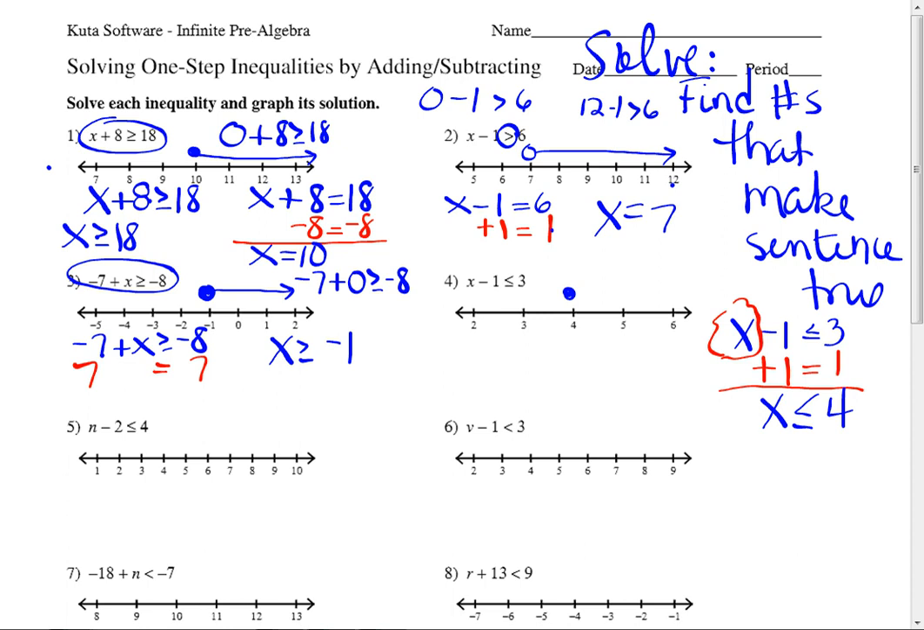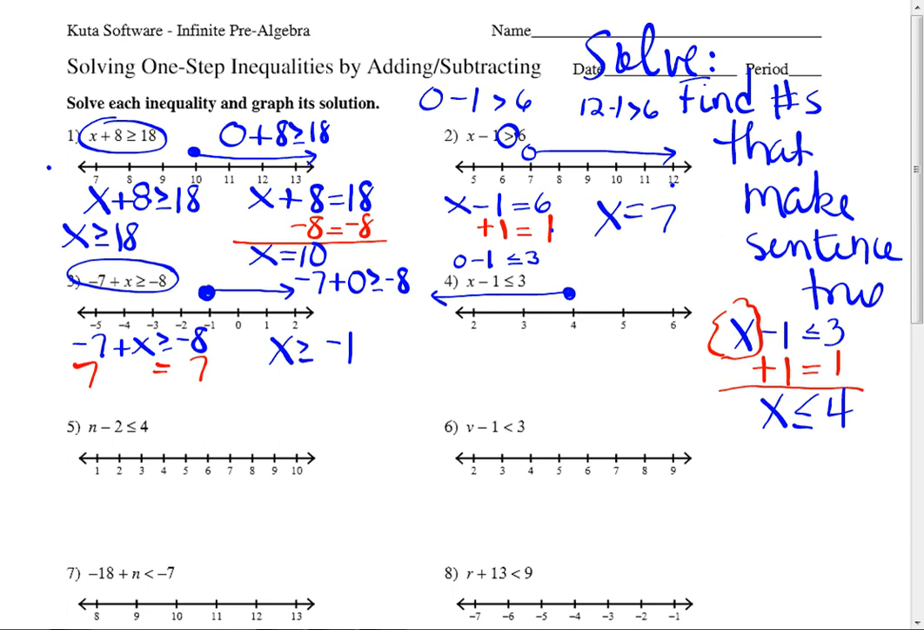Which side are we going to shade? Michael, what number do you want to test? Your choice. 0. Is 0 take away 1 less than or equal to 3? Yeah, that's true, isn't it? All negatives are smaller than all positives. There's a little number theory there for you. So we're going to shade this.